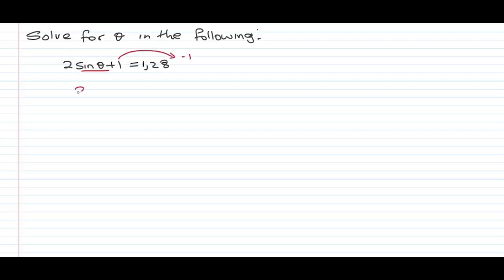So we'll be left with 2 sine theta on this side. We equate this to 1.28, we minus 1. So when you do 1.28 on your calculator, minus 1, you'll get 0.28. So on this side we still have the 2 sine theta. Remember, the aim is to get rid of everything on this side so that we can only have what?